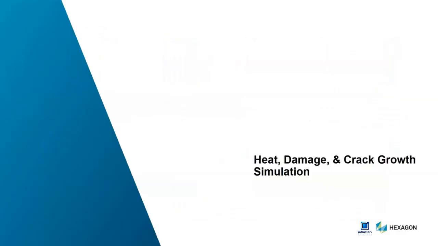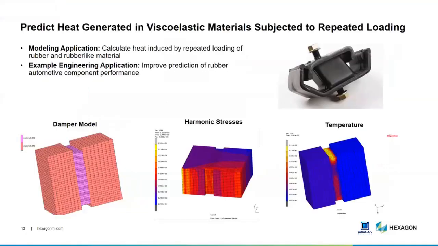So moving on to the next topic, it's heat damage and crack growth simulation. For example, if you have a damper model that is subjected to harmonic stresses, so you have loading and unloading, so you have a harmonic loading that is going on. Because of this, there is hysteresis of the product, and because of the hysteresis, there is heat flux generated. And once you give the heat flux to the thermal model, then you can get the temperature distribution in the model. So such effects can be captured using MSC Marc.